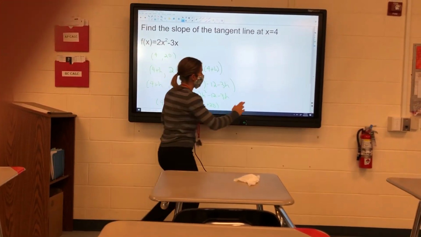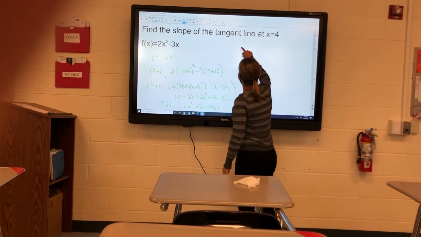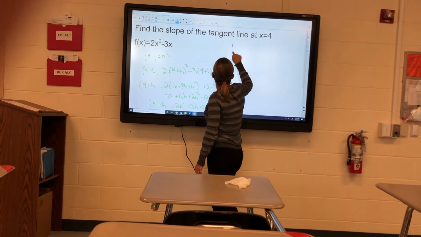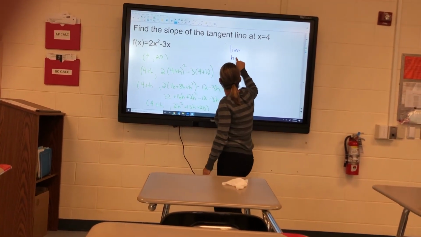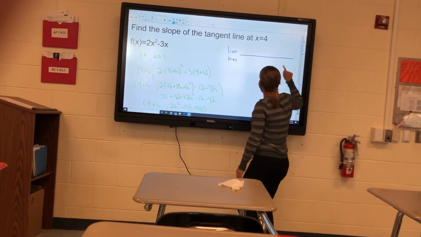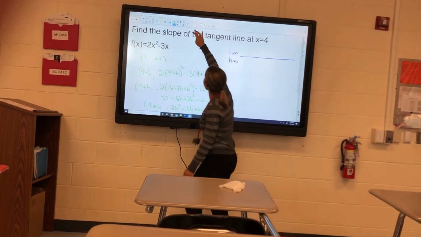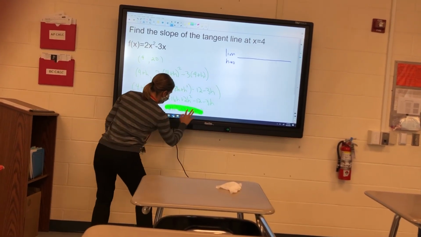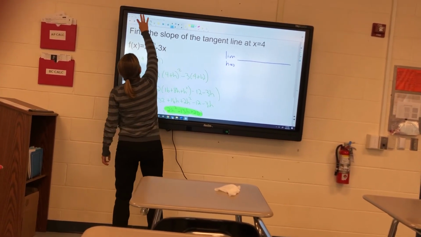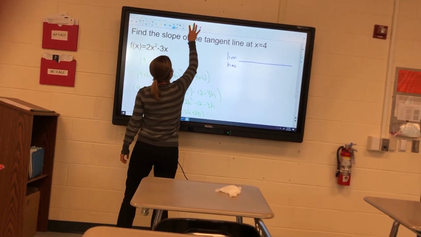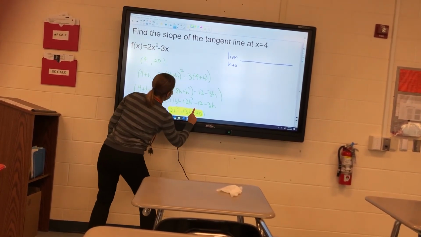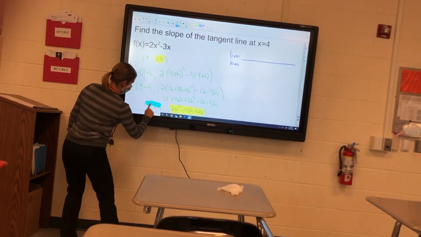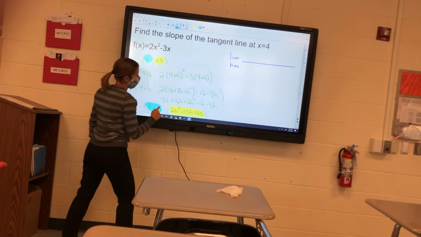So now we're going to set it up, and remember that we're going to be taking a limit as h approaches 0. So take the limit as h approaches 0, and we're just going to set this up with slope. So it's this y value minus this y value, which is 2h squared plus 13h plus 20.